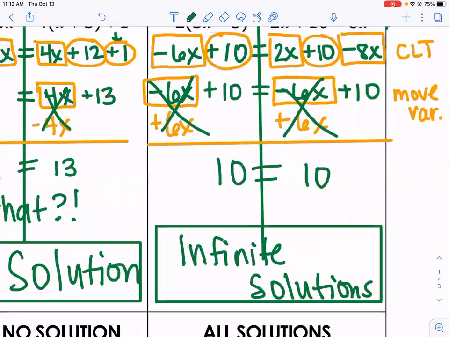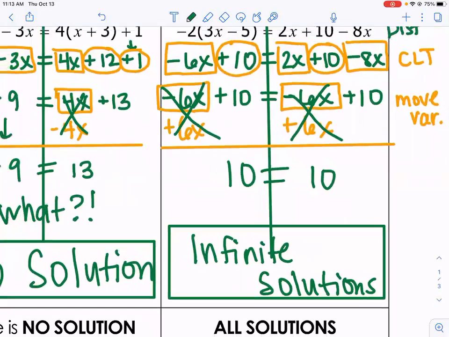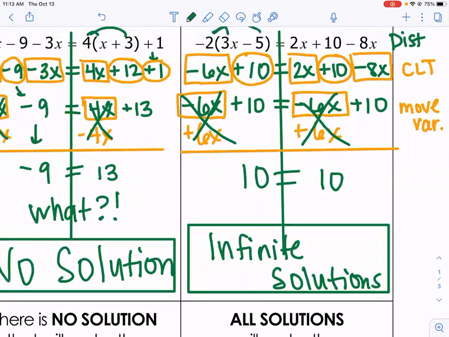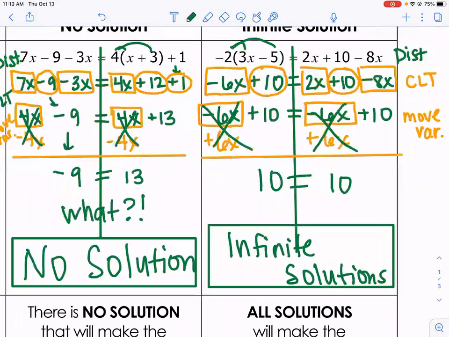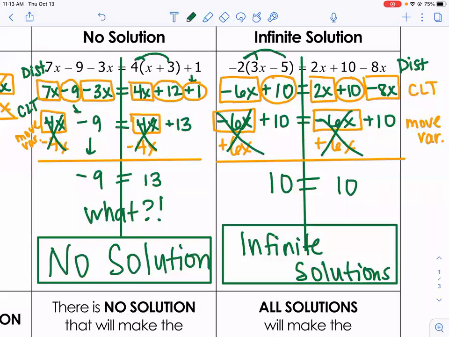Okay, so let's look at these side by side. The same thing sort of happened, right? When we went to move our variable term over, they both went away. Okay, here's the difference. If you get a true statement like 10 equals 10, 17 equals 17, -1000 equals -1000, if you get a true statement with no variables, we have infinite solutions. If your variables disappear and you have an untrue statement, we have no solution.